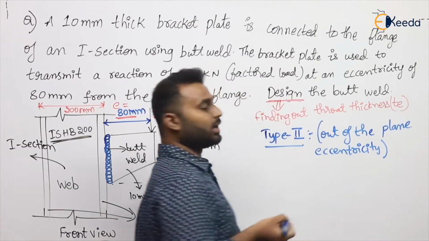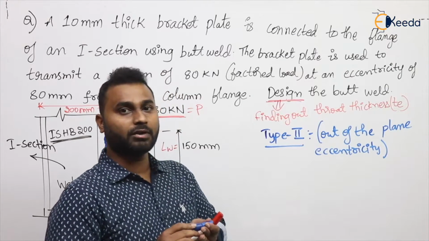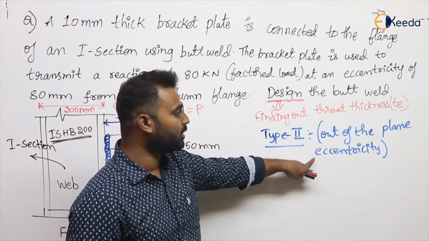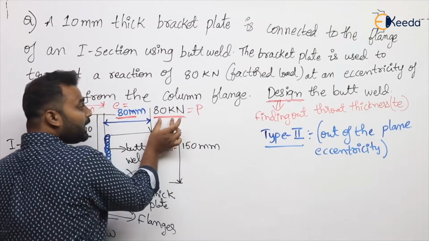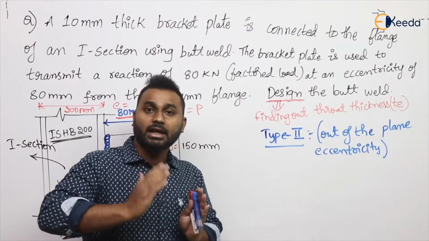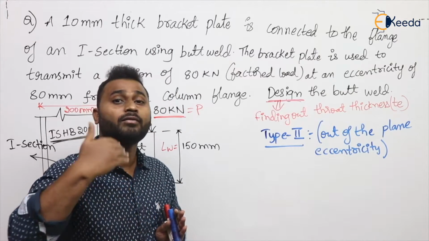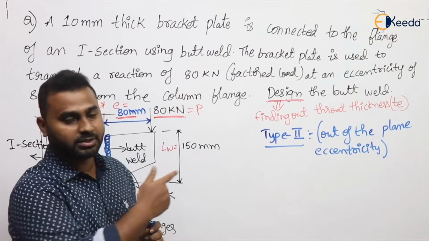So type 2 eccentric welded connection means the load is acting out of the plane of the weld. Because of this out of plane eccentric loading, whatever the 80 kilonewton load or reaction is there, that is out of the plane of the weld cross section. Hence it comes under type 2.